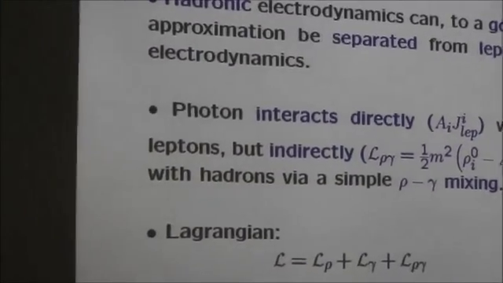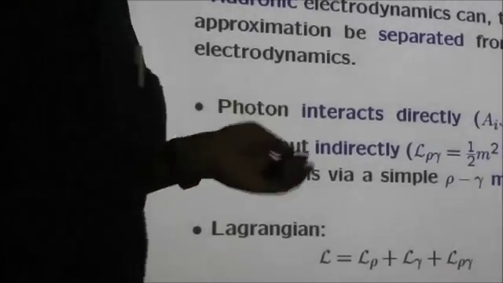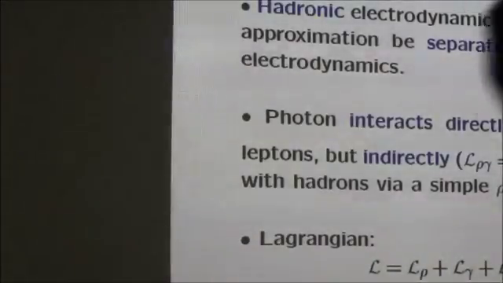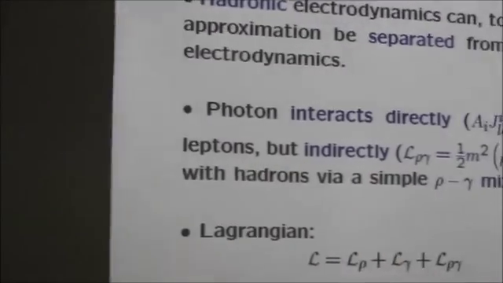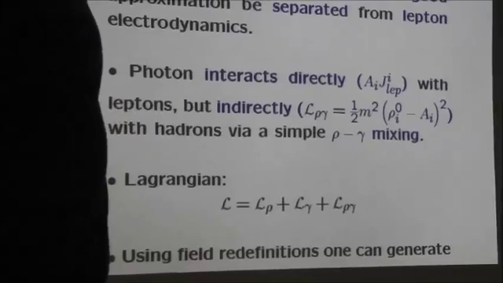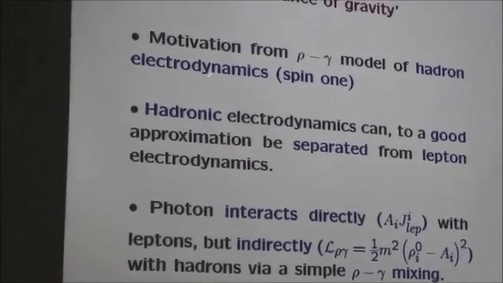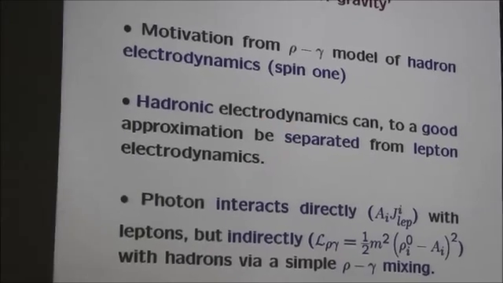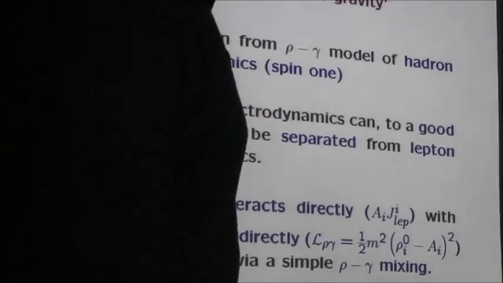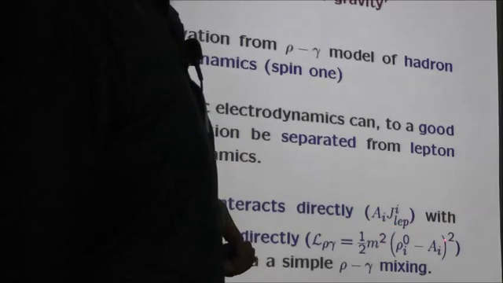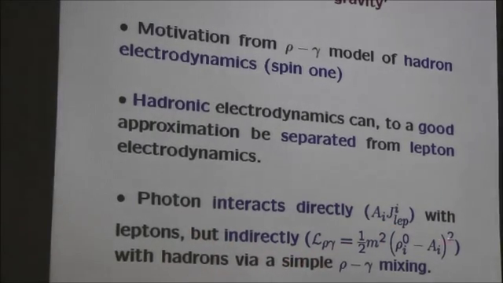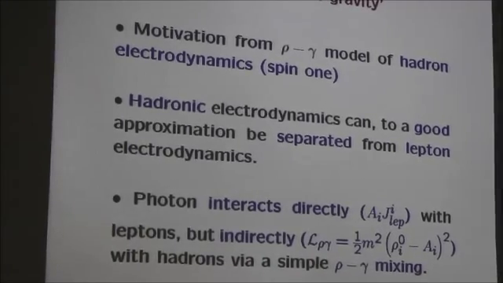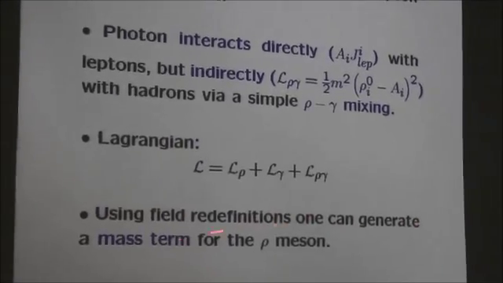Okay, so now let me move away from the square root and this term. Let me go back to very early work by Isham, Salam and Strathdee in 1971, where they talked about something called f-dominance of gravity. That's the title of the paper. They drew their motivation from the rho-gamma model of hadron electrodynamics, which is a spin 1 model. Hadronic electrodynamics can, to a good approximation, be separated from lepton electrodynamics. There is a direct interaction of the photon, which couples to the lepton, but an indirect rho-gamma interaction, which is given by this. And you have a Lagrangian, which is the sum of three terms, and you can use field redefinitions to generate a mass term. So that was rho-gamma electrodynamics.